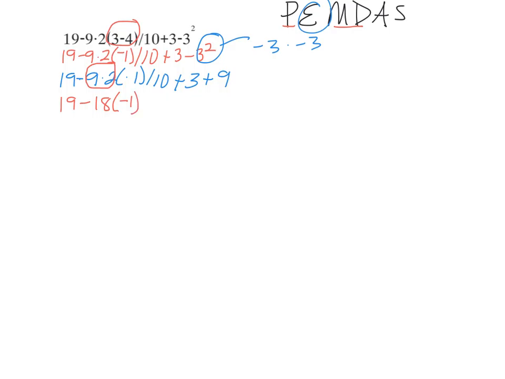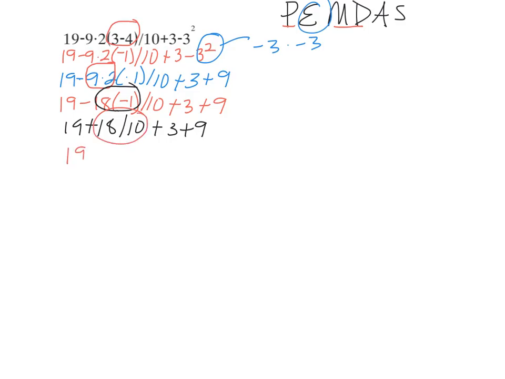This is a -1 divided by 10 plus 3 plus 9. Alright, we're still going from left to right. This is our next one we can do. This is a -18 times a -1, which is going to be a positive 18. Divided by 10 plus 3 plus 9. And we still have a division problem. So this is our division: 19 plus 10 divided by 18. Remember, it's moving the decimal between there. So it's 1.8 plus 3 plus 9.